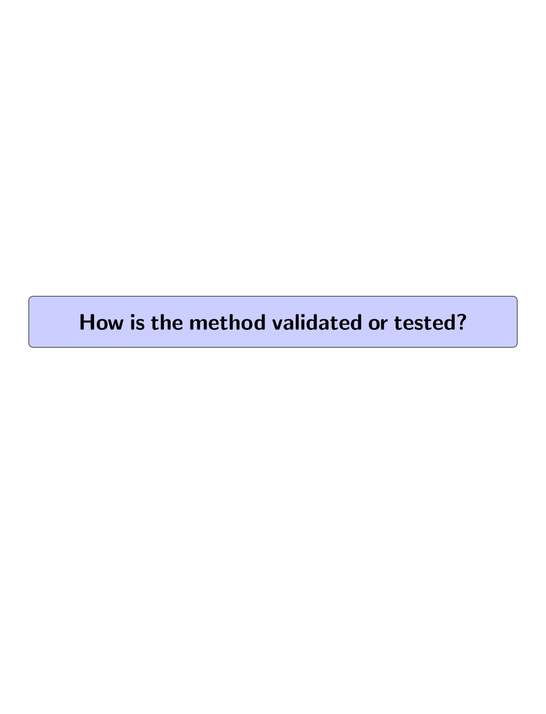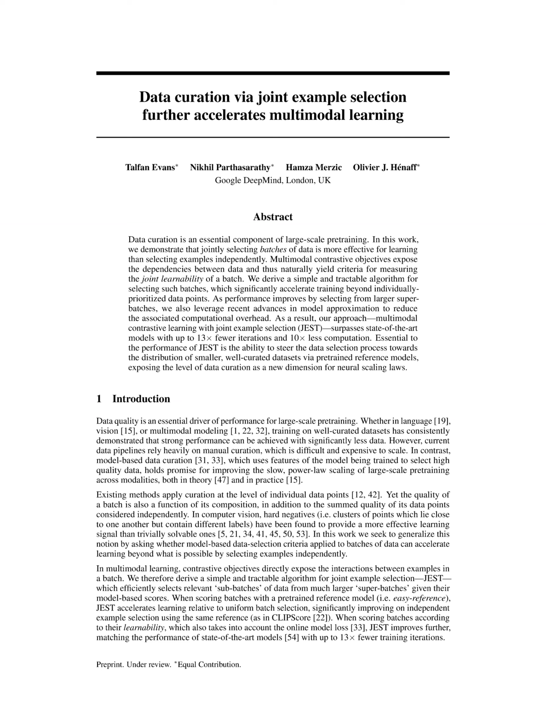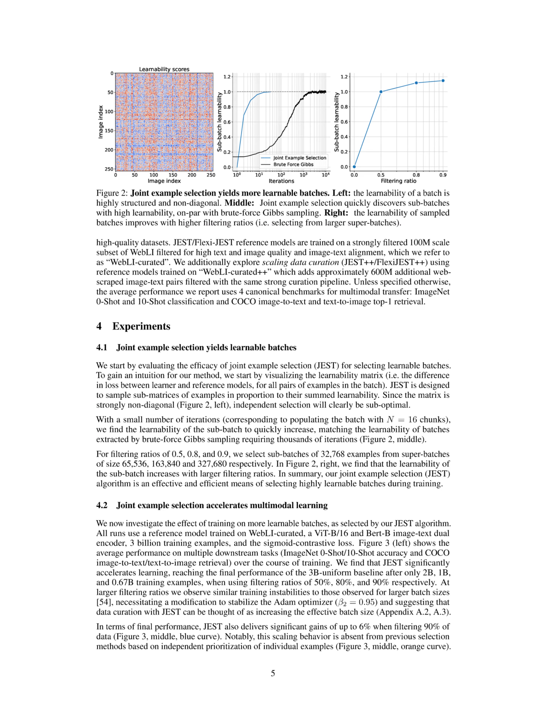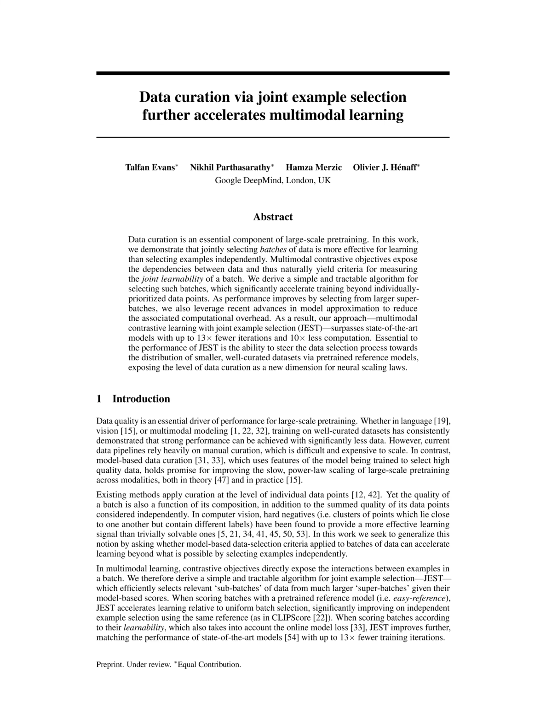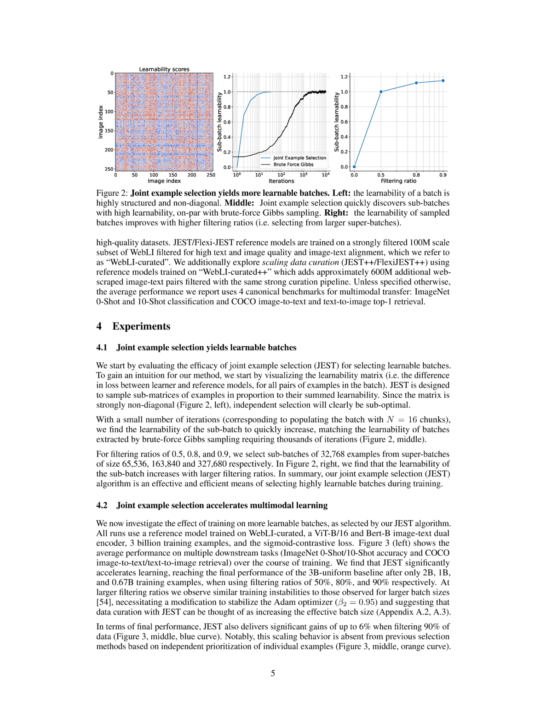How is the method validated or tested? The method is validated or tested through a series of experiments and comparisons outlined in the paper. The validation process involves evaluating the efficacy of the Joint Example Selection, JEST, algorithm for selecting highly learnable batches during training. This is done by visualizing the learnability matrix and comparing the learnability of sub-batches selected by JEST with brute force Gibbs sampling. The paper also investigates the impact of training on more learnable batches selected by JEST on downstream tasks such as ImageNet classification and COCO image-to-text retrieval.